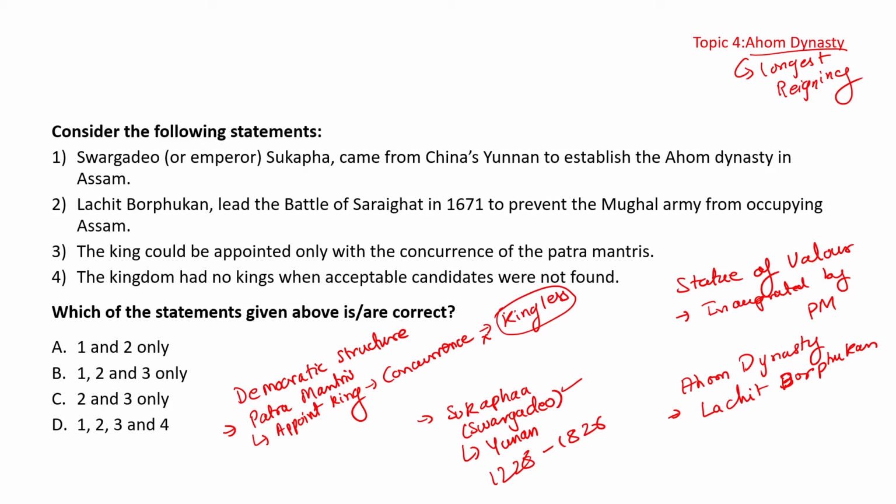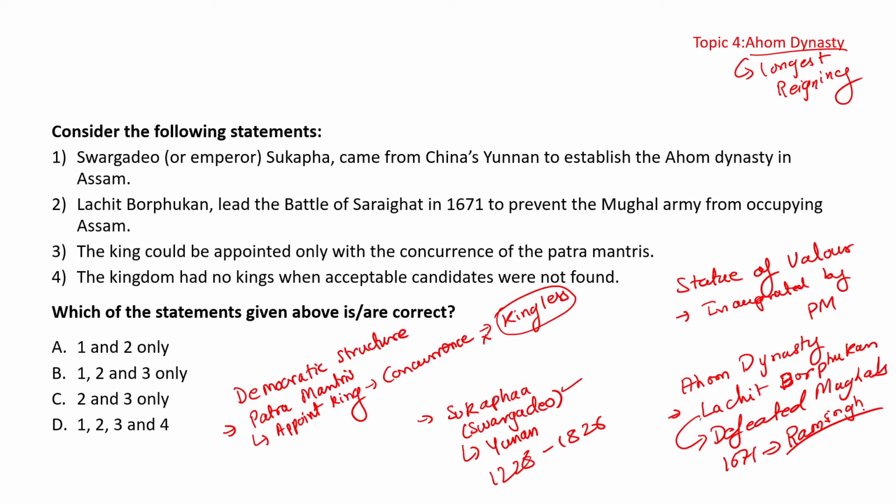Alright, with respect to the king that we are interested in today, that is Lachit Borphukan. Now why is he important in the Ahom dynasty? His importance lies in the fact that he defeated the Mughals, who had invaded Assam in the year 1671 under the leadership of Ram Singh. So Ram Singh was the Senapati of the Mughal army which attacked Assam, and the Mughal army was defeated.